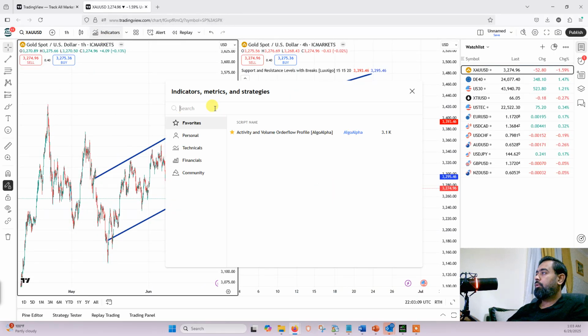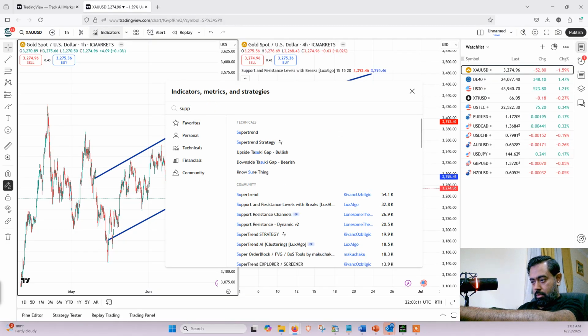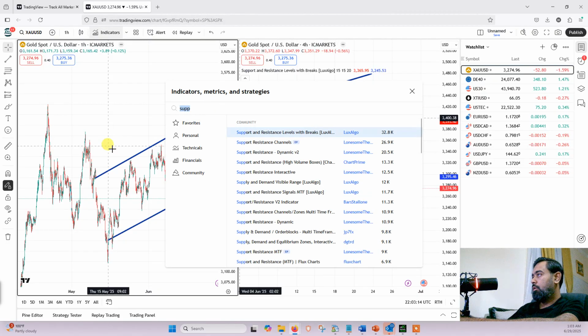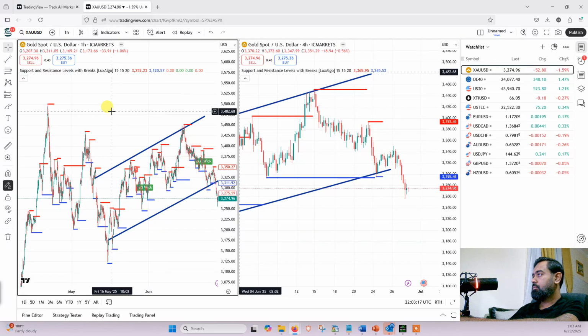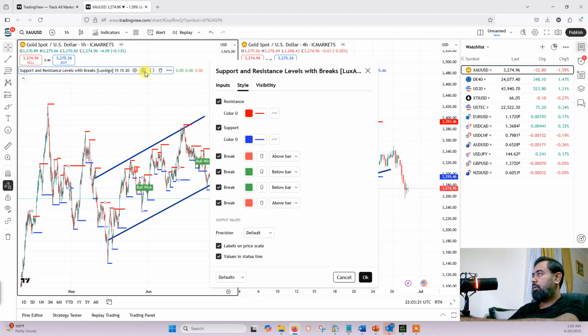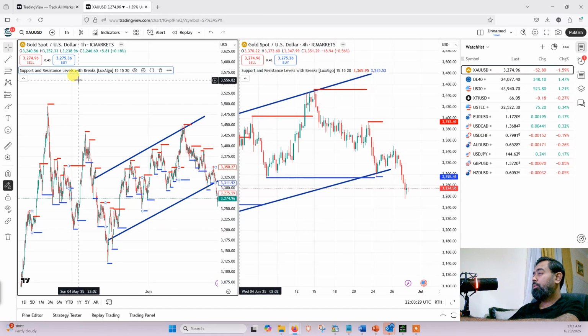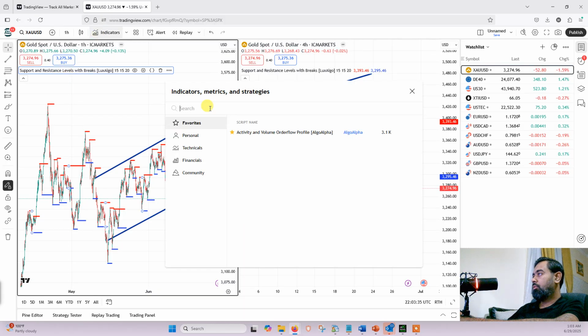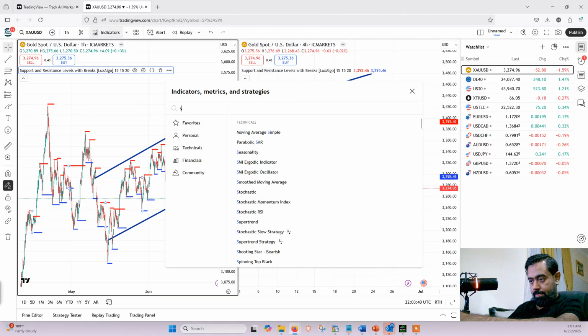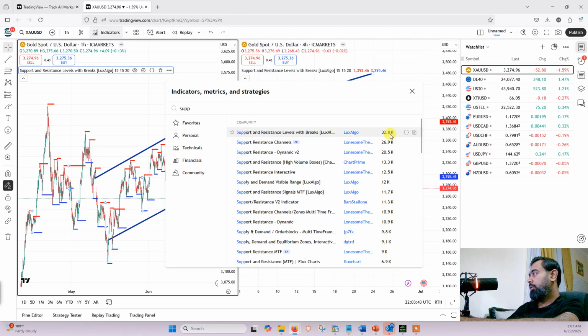Okay, so now what we will do is we will go to indicators. We will type support and resistance for Lux Algo, and we will uncheck all the breaks. Just make sure that you are applying the proper Lux Algo indicator on the chart. Again, I will show you that this one has 32.8k, so make sure you guys take the right one.